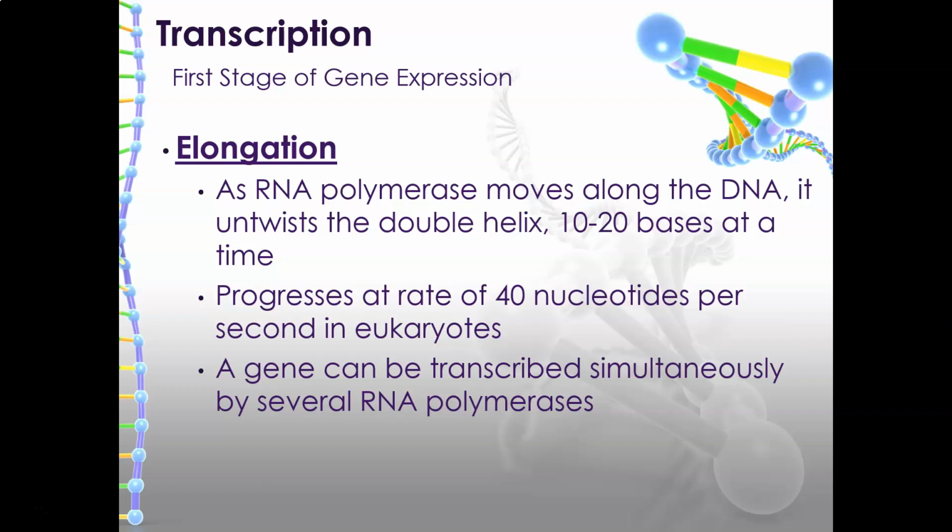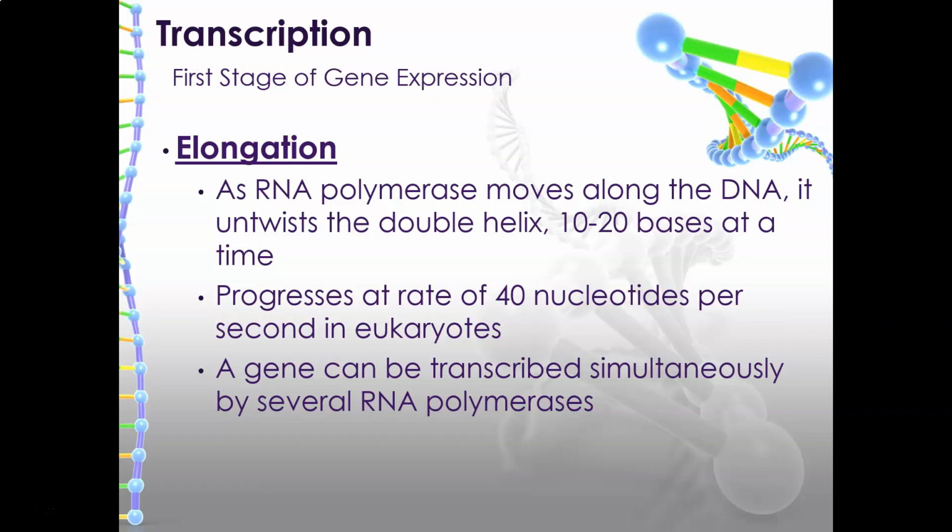Once that initiation complex is all built, then we can start moving down the DNA and actually building the messenger RNA molecule. So that's the elongation piece. That RNA polymerase will open up the DNA, untwist the double helix, and start adding bases, about 10 to 20 bases using the complementary sequencing at a time. When we look at eukaryotes, we can do this, generally speaking, with pretty good accuracy at about 40 nucleotides per second. So it's pretty quick.